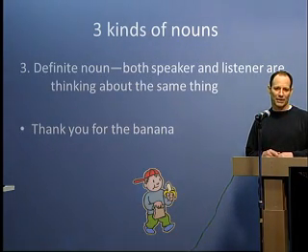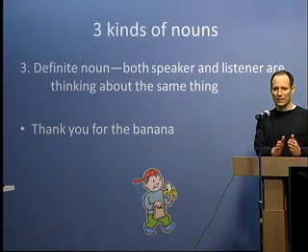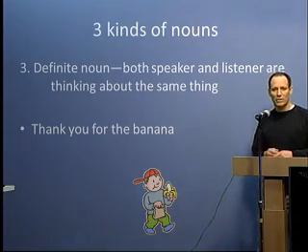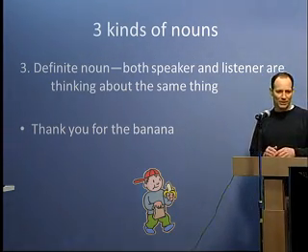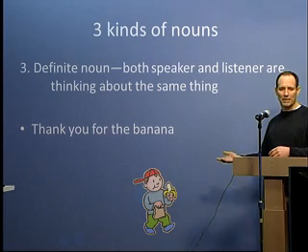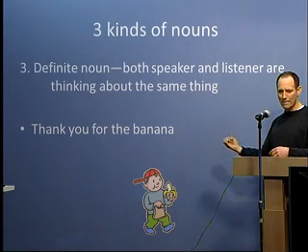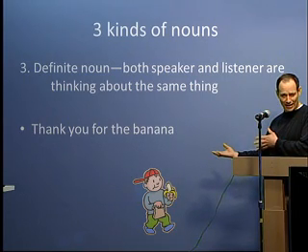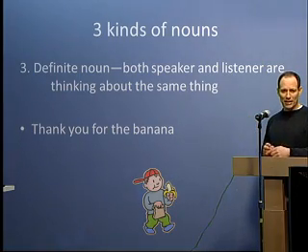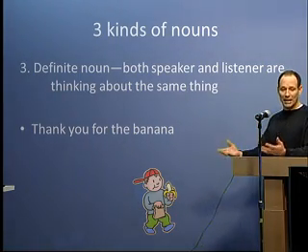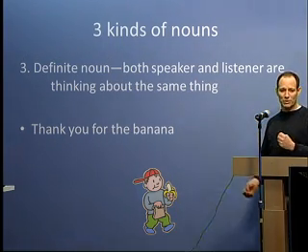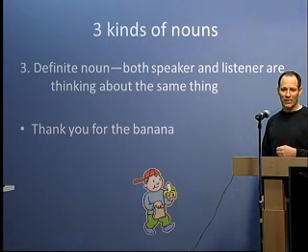The third kind of noun, after generic and then indefinite, now we have the definite noun. The definite noun is when both the speaker and the listener are thinking about the same thing. For example, look at my sentence. Thank you for the banana. I say the banana because I know both the speaker and the listener are thinking about the same banana. Thank you for the banana. Yes, the banana that you gave me, that banana. So we're both thinking about the exact same banana, so that's where I mark that with the word the.